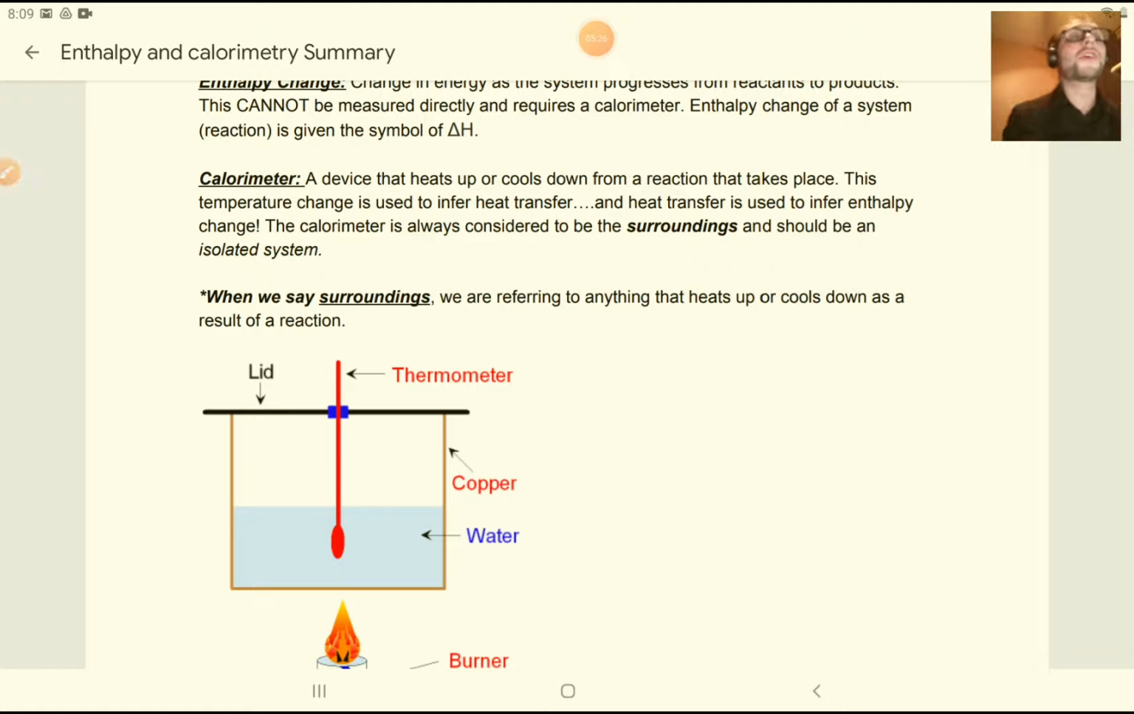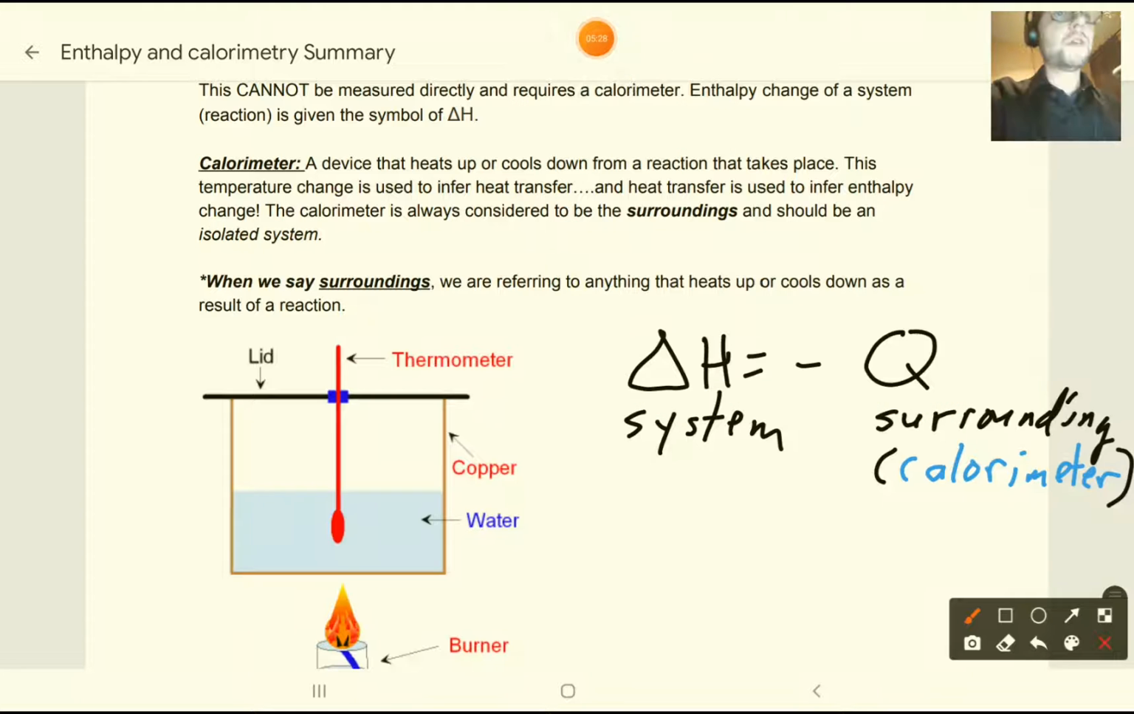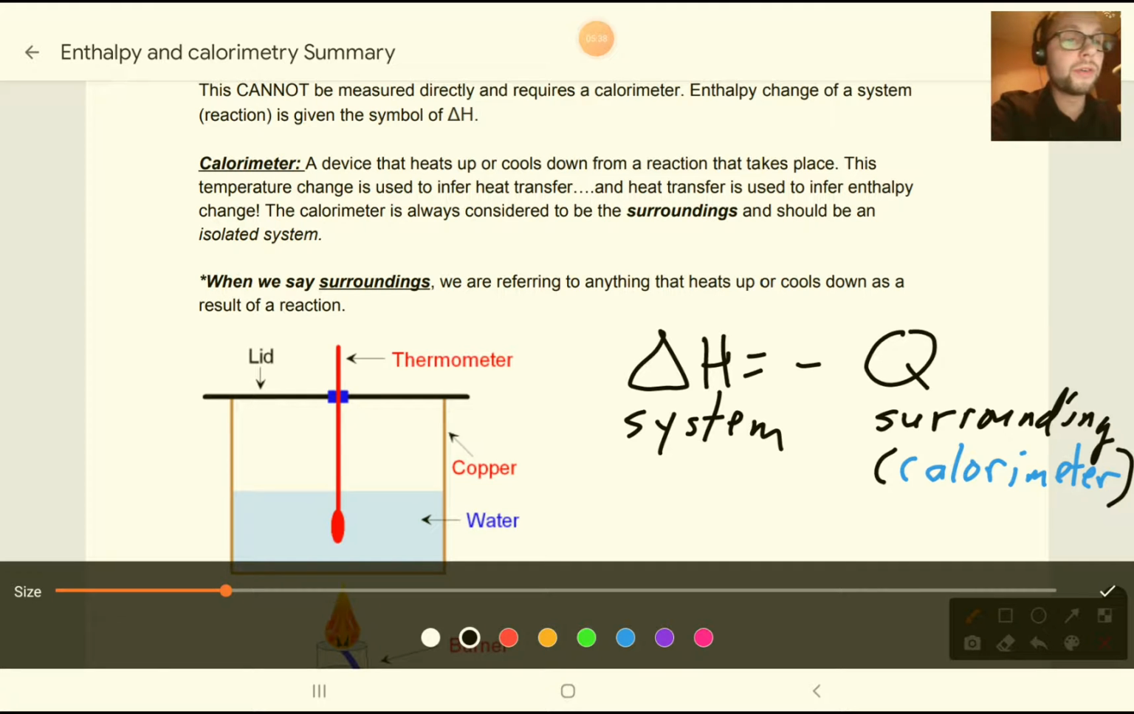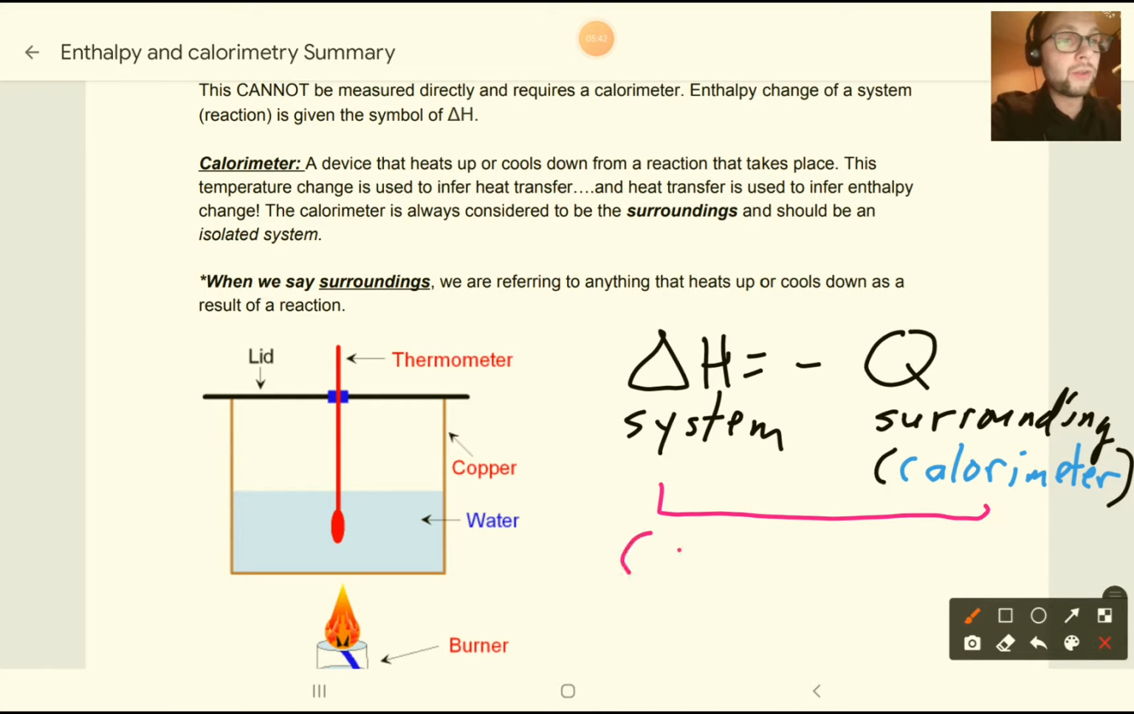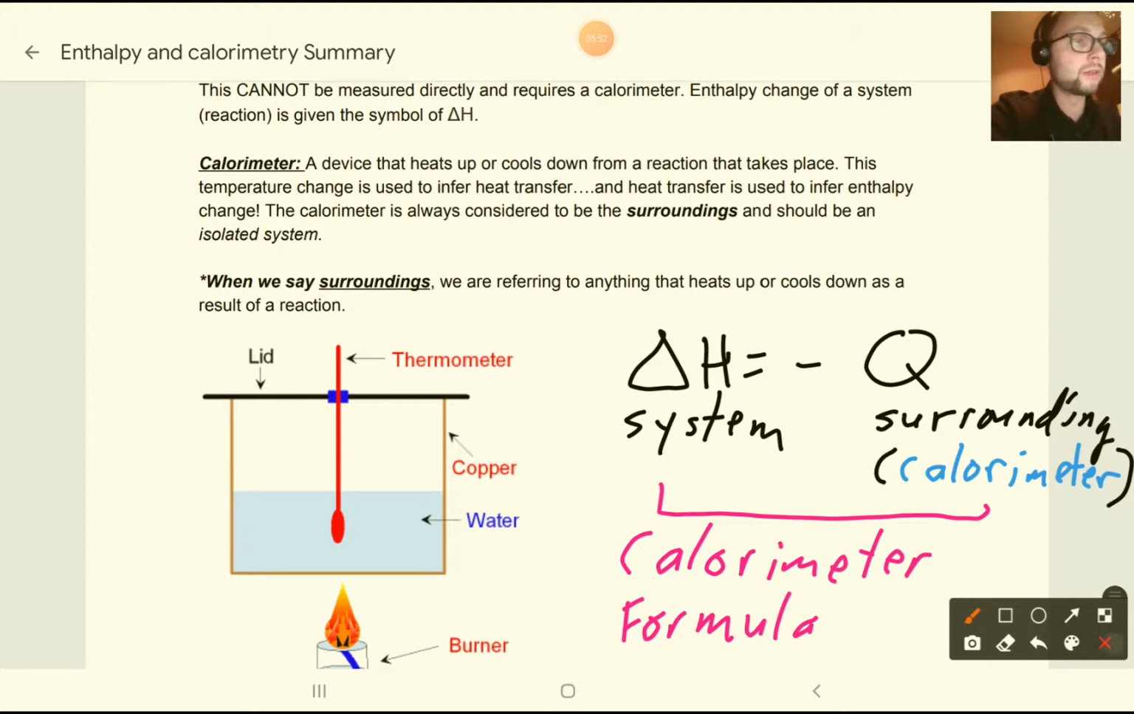So when I rewrite the equation, it's going to look like this, where the enthalpy change of the system is equal to the heat lost or gained by the surroundings, or negative Q. And we call this the calorimeter equation, or formula. So I want you to take a couple minutes and get that into your notes.